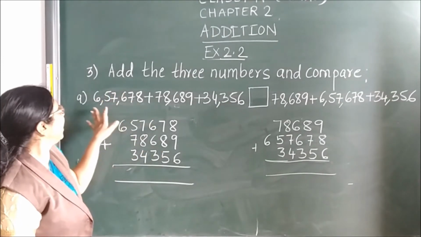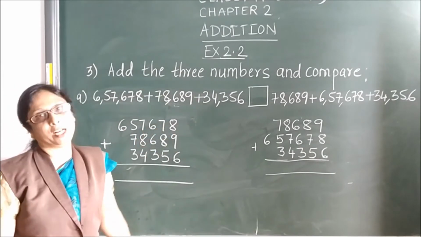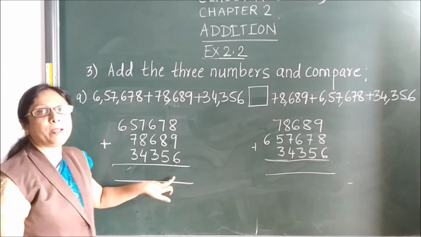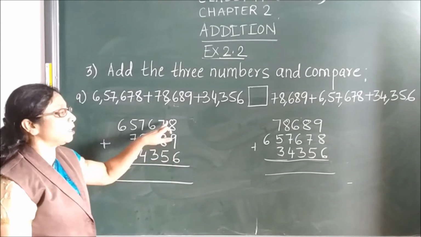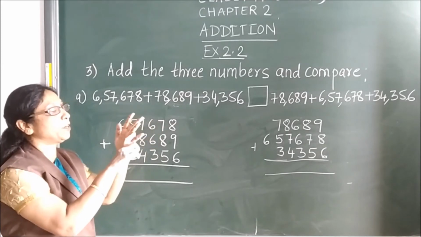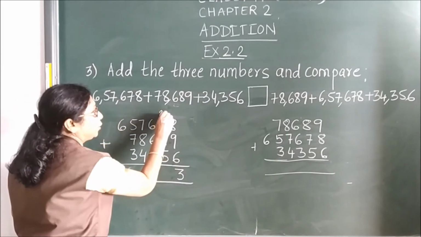Now we'll see here addition. Here there are 3 numbers. So we'll add 3 numbers and then we'll compare. So here you see 9 plus 6. 9 plus 6, 15. Then count 8, 15, 16, 17, 18, 19, 20, 21, 22, 23. So you write here 3 and 2 here.